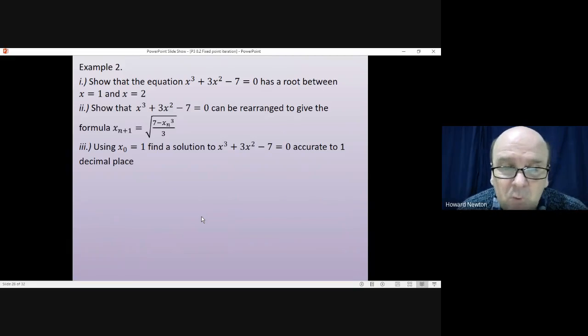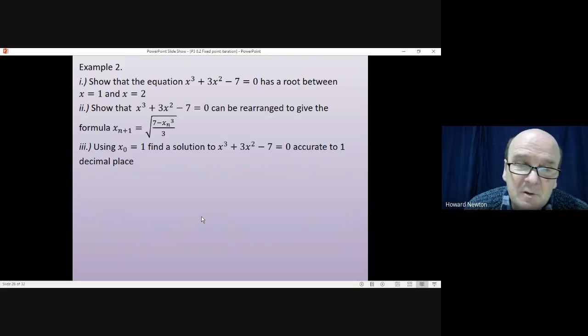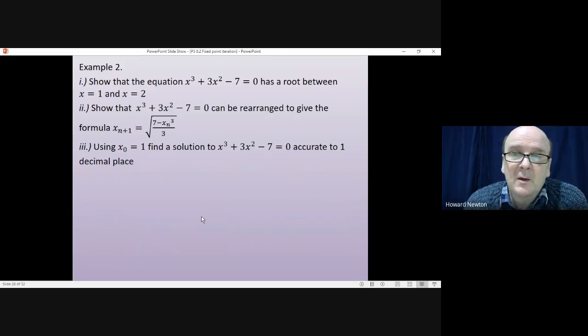And then part 2 asks us to show that the cubic equation can be rearranged to give the iterative formula xn plus 1 is equal to the square root of 7 minus xn cubed, all divided by 3. And then using that formula and a starting value of x0 equals 1, we're asked to find a solution to the cubic equation accurate to 1 decimal place. Okay, I'll let you have a go at doing this yourself. Pause the video, have a go, and come back to me when you're ready.